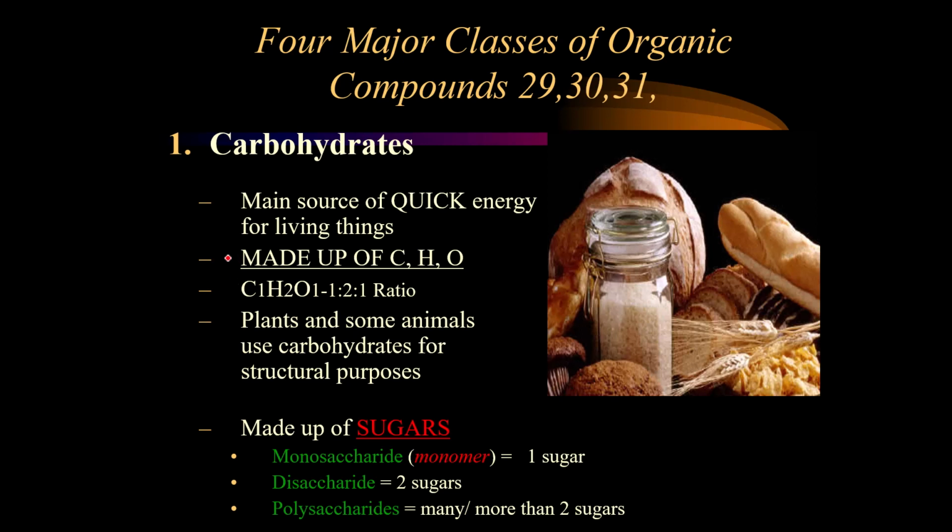Once again, they're made up of carbon, hydrogen, oxygen. They are in a 1-to-1 ratio. So if I had 7 carbons, that means I'm going to have 14 hydrogens and 7 oxygens always. They're usually plant based of some kind. There are some animal forms of carbohydrates, and they use them, and we use them, for structural purposes.